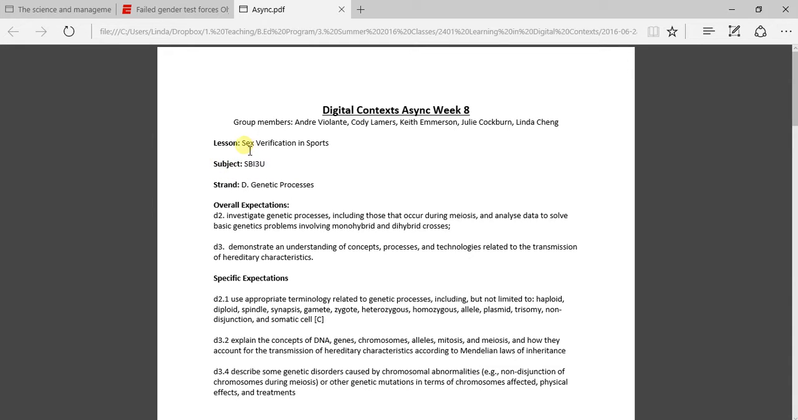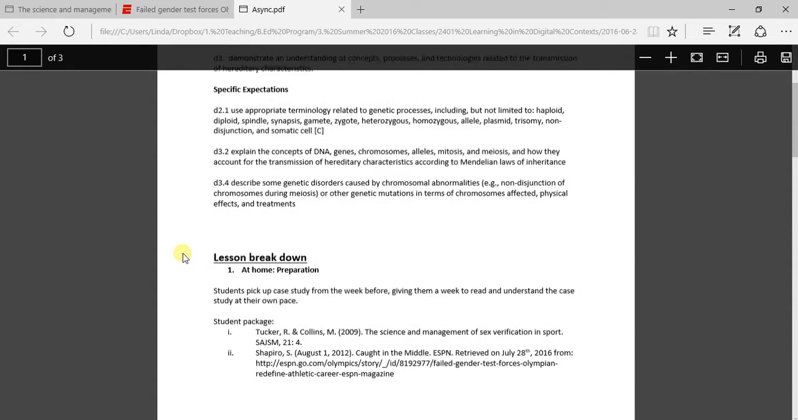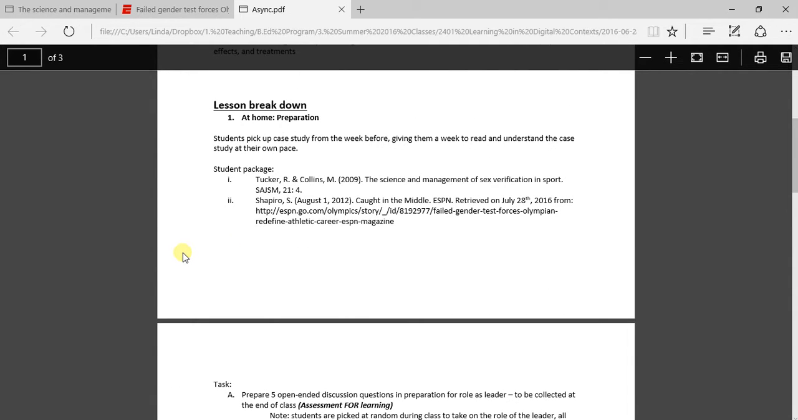The lesson is going to be on sex verification in sports. Specifically, this addresses strand D, genetic processes. In the lesson plan document, you'll see the overall expectation and specific expectations that this lesson will address. This lesson that we've thought of essentially has three components.